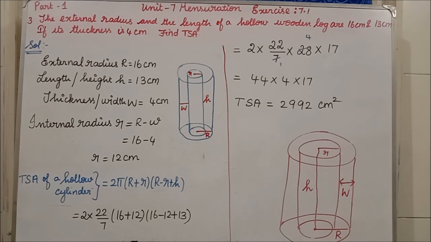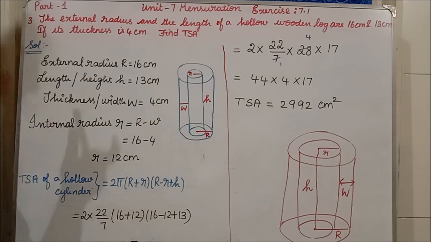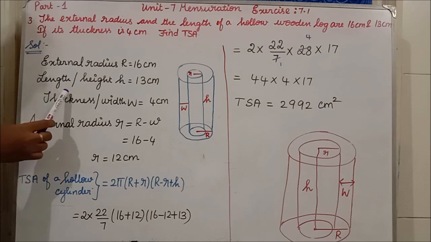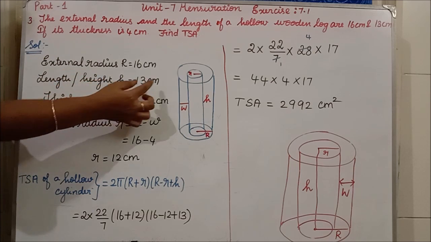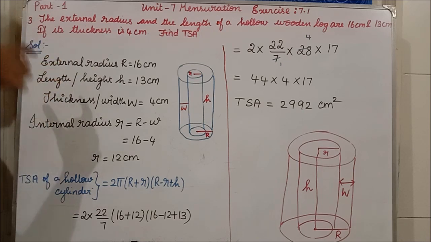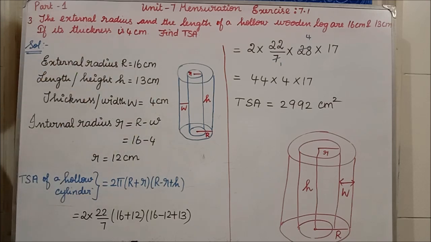Now we'll see the solution. In the question, what have they given? External radius. External radius means the capital R, the bigger radius, from here to here. They have given 16 centimeter. And length or height are the same; height is equal to 13 centimeter. Thickness means width, W. They have given the thickness W value as 4 centimeter.